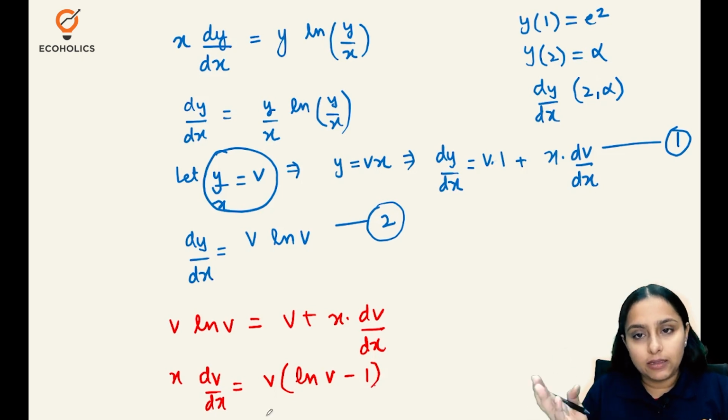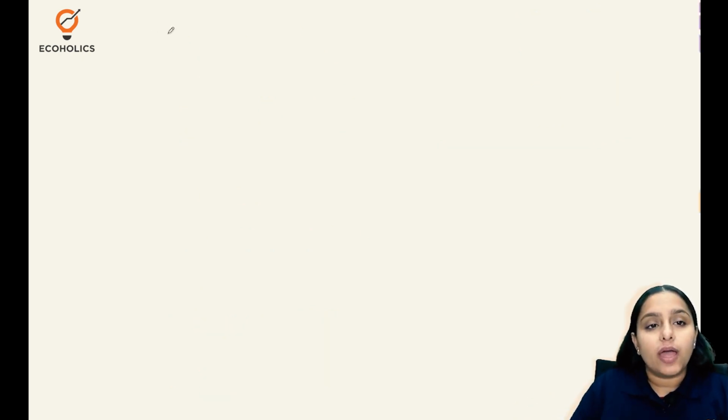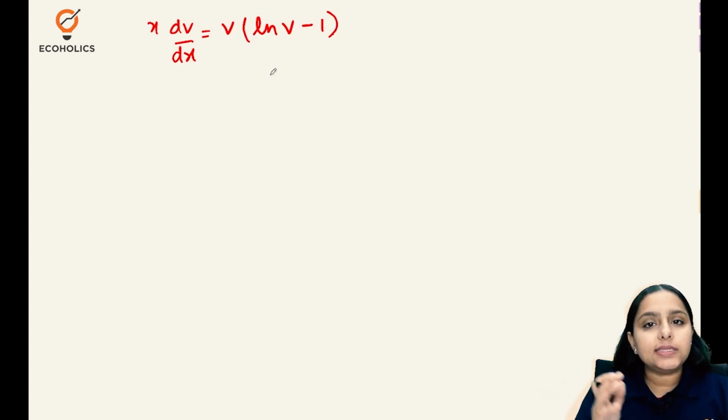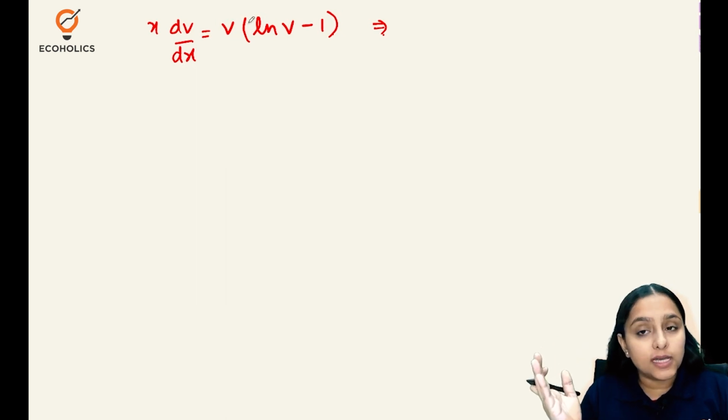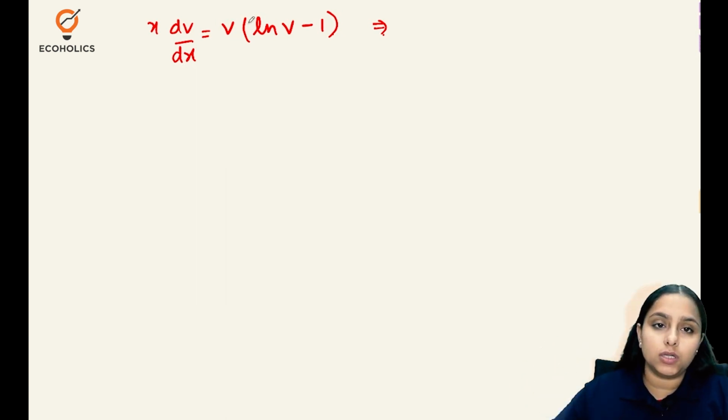Now I will take this to the next page. So I have got x into dv by dx is equal to v into log v minus 1. Now I can separate the two variables. How? The v variables I will try to keep on one side of the equality and the x variables on the other side.